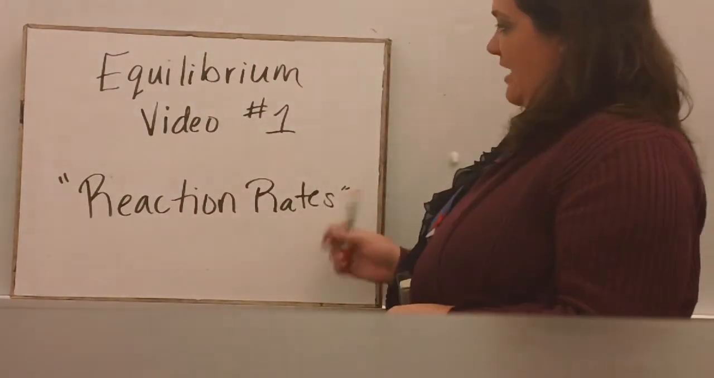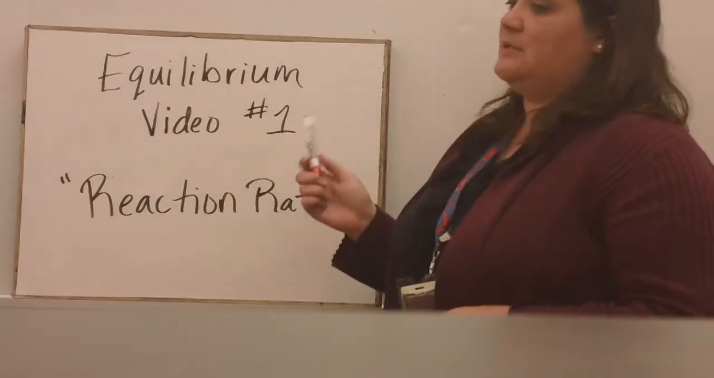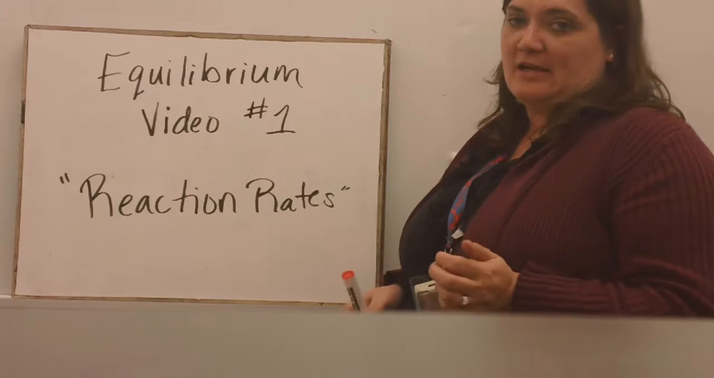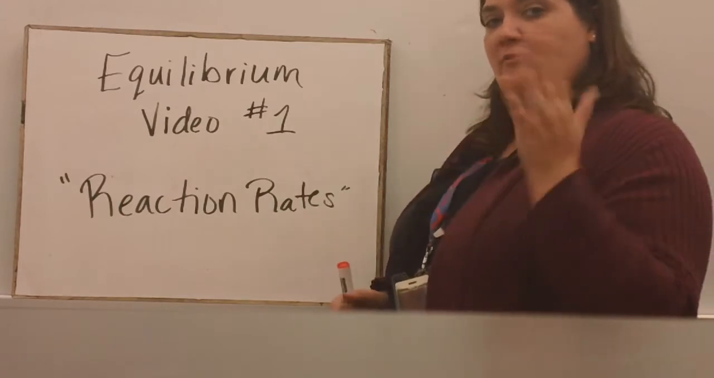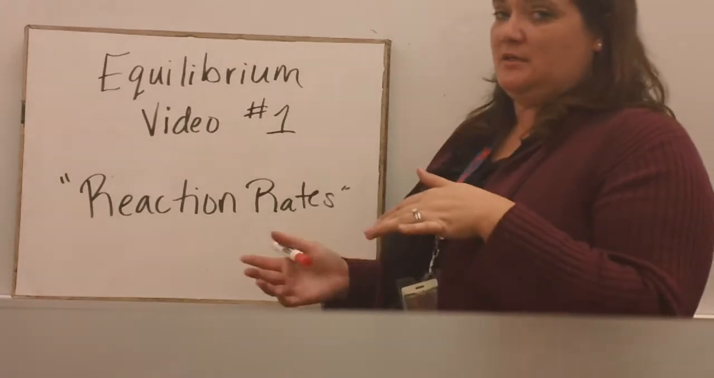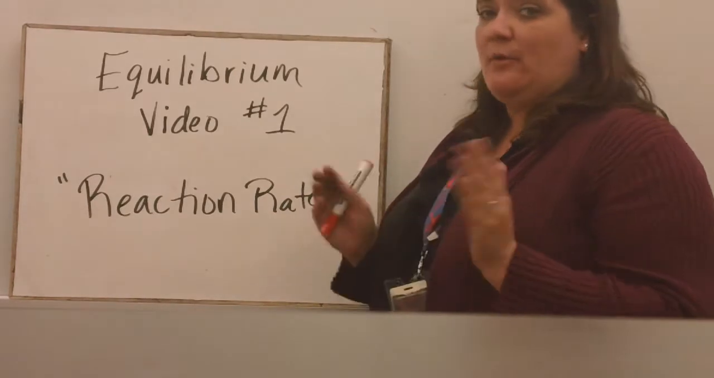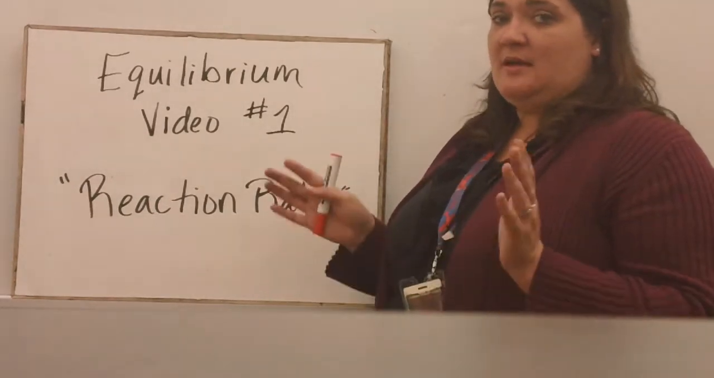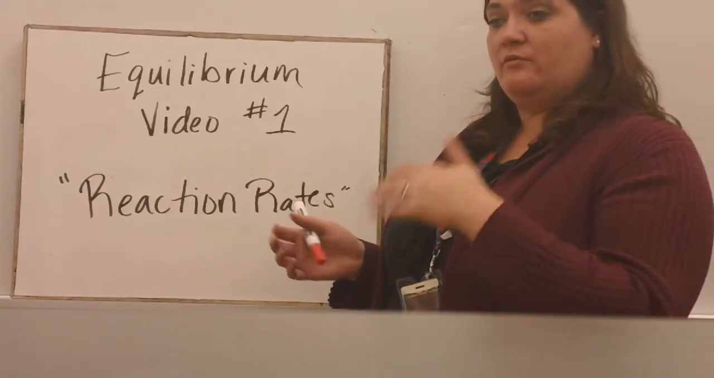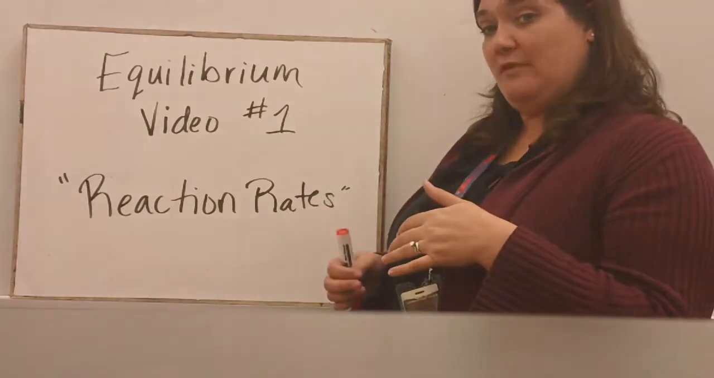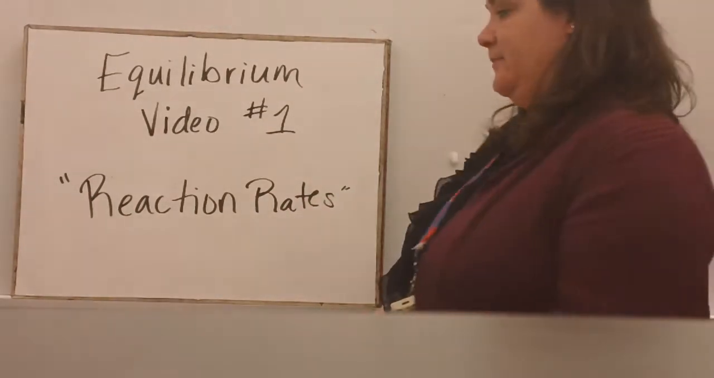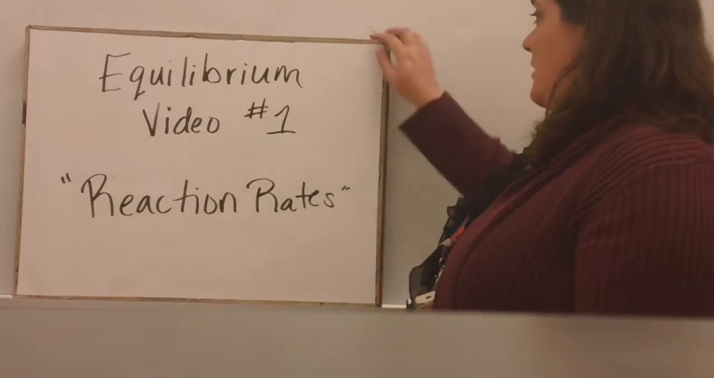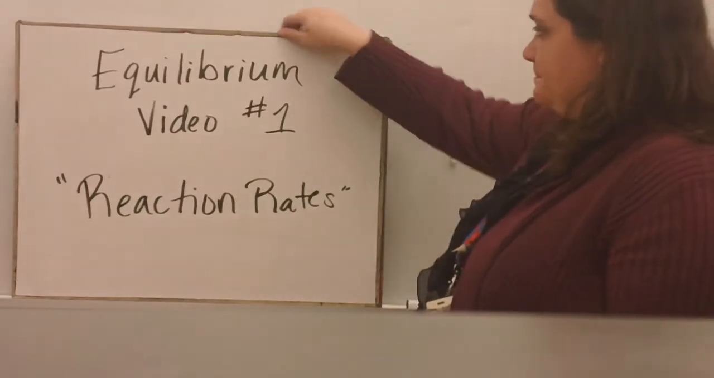to talk about equilibrium in terms of reaction rates. Equilibrium is when you have reversible reactions, meaning your reaction can go from reactants to products, but it can also go from products to reactants. And once we reach a state of equilibrium, that's when those two reactions are occurring at an equal rate. They're occurring just as quickly. But first we're just going to talk about reaction rates in general.